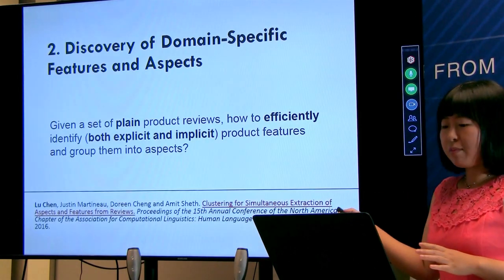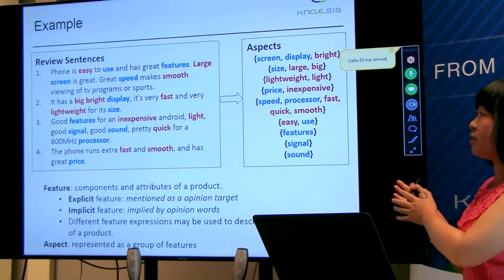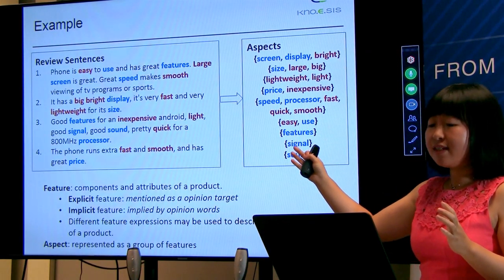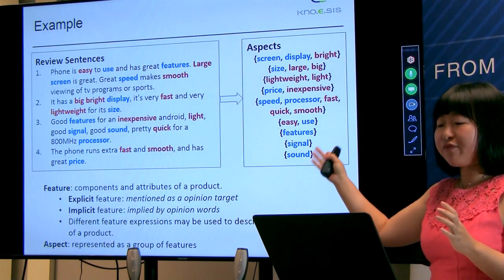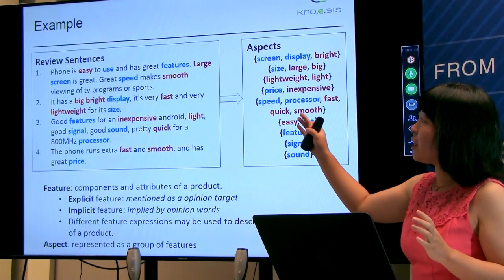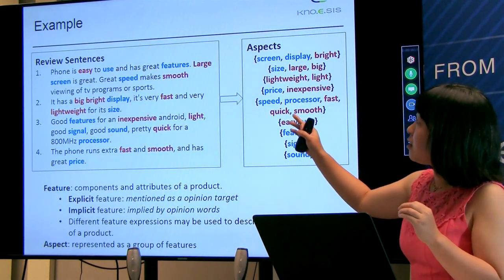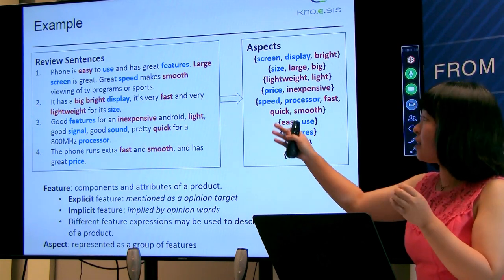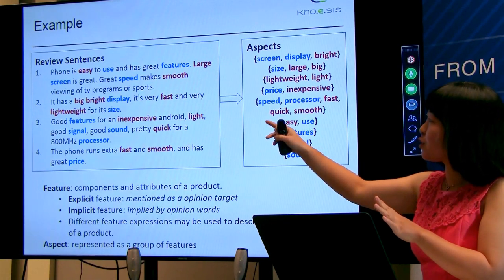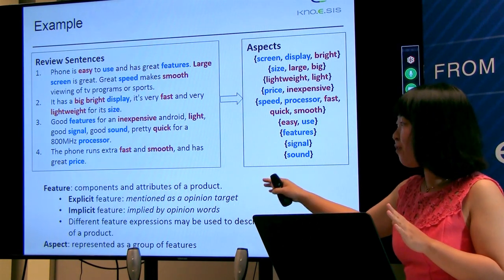So this is a paper published this year at NAACL. And here I also show an input and output of the approach we want to develop. So given these plain review sentences, like the phone is easy to use and it has great features, the large screen is great, the speed makes smooth viewing of TV programs and sports. From this, we can identify features like easy, use, and all these words, because, for example, large is about the size of the screen. And for these noun words, like features of screen or speed, they are the opinion target. So we call them explicit features.